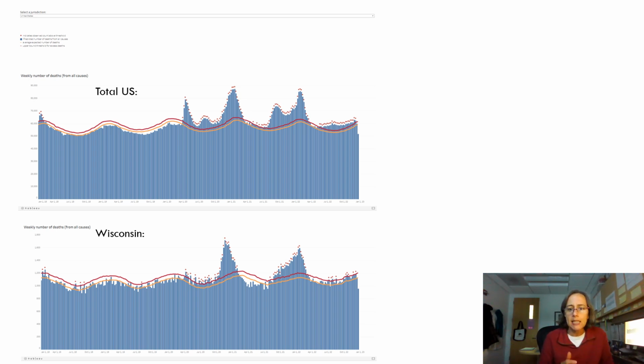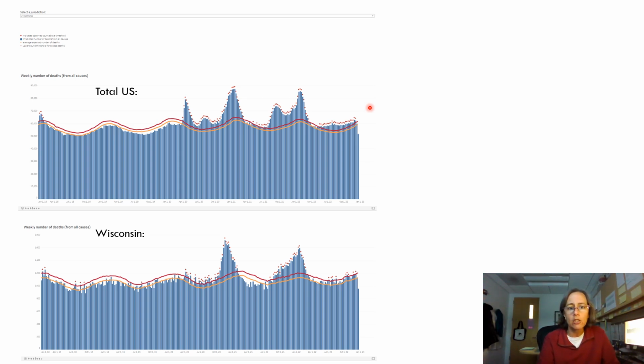So this is that same graph I showed you before, looking at total deaths in the United States. And we see all these excess deaths far above what we would normally expect to see, and still higher than normal deaths. So we have this new infectious disease on the scene and it is still causing significant harm.